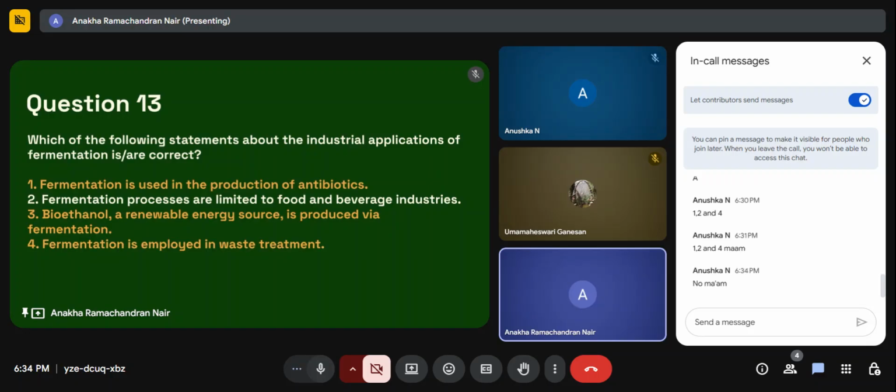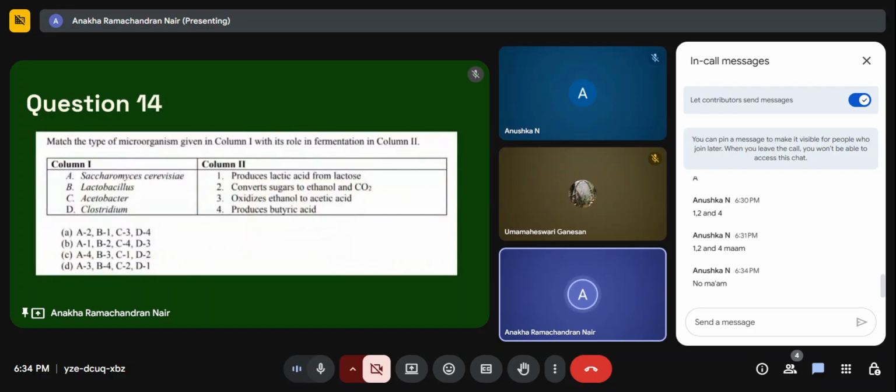All right. So I'll move on to question number 14, which is a match the following kind of question. And you have microorganisms in column 1 and the role in fermentation in column 2. So you have Saccharomyces cerevisiae, Lactobacillus, Acetobacter, and Clostridium. And you have in column 2: produces lactic acid from lactose, converts sugar to ethanol and CO2, oxidizes ethanol to acetic acid, and produces butyric acid. So what do you think is correct?